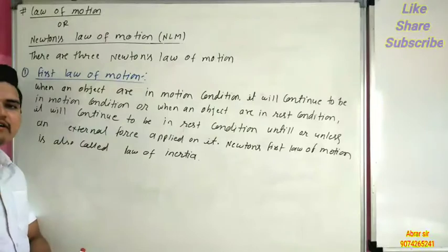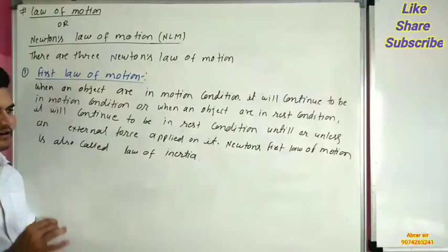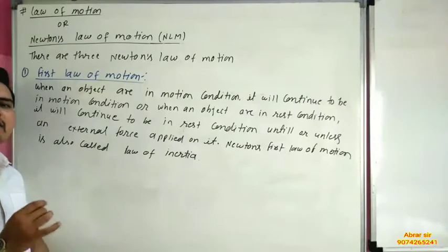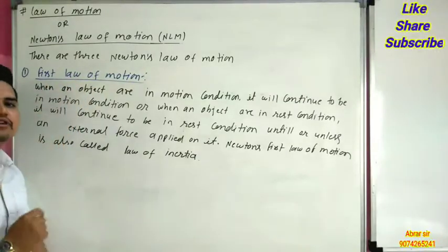But the law of inertia was given by Galileo. Galileo is a scientist. The law of inertia is given by the scientist Galileo, and the laws of motion are given by Newton.